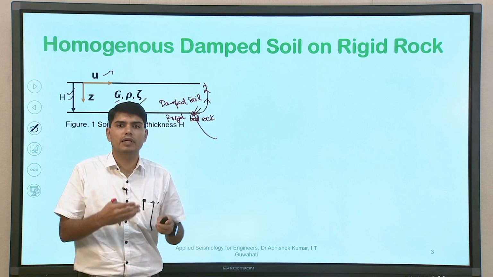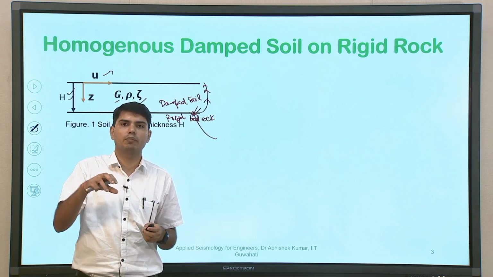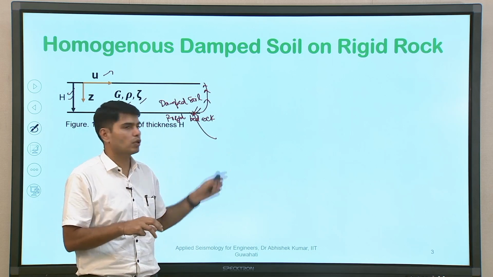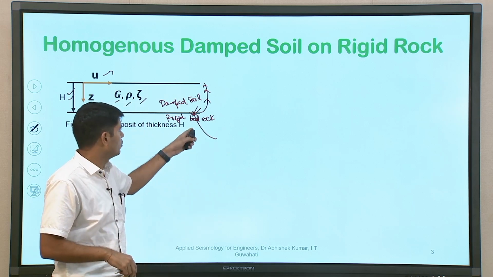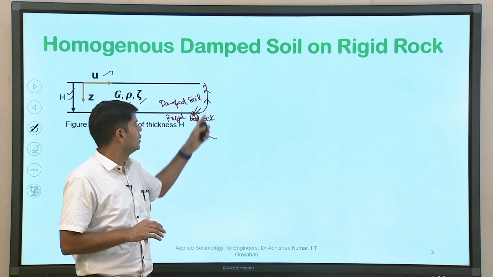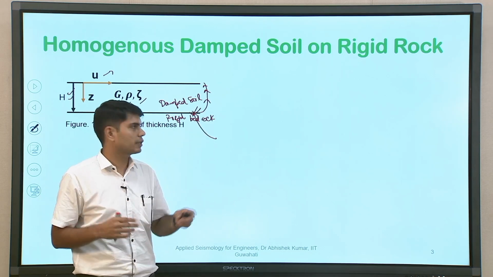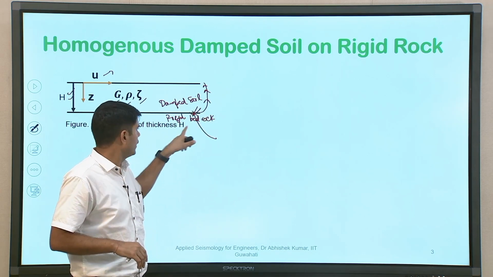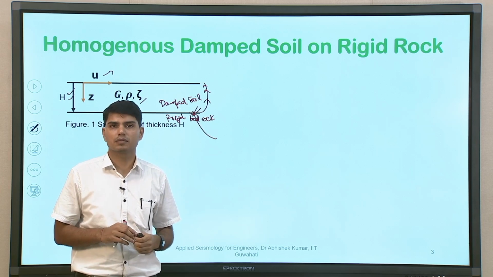The second one is you move one step ahead in time. So, the second one is the damped case. Now the soil, in addition to the shear modulus, also has a damping ratio, but the rock is still rigid, there is no elastic half space. And then next it can be damped soil and elastic half space.